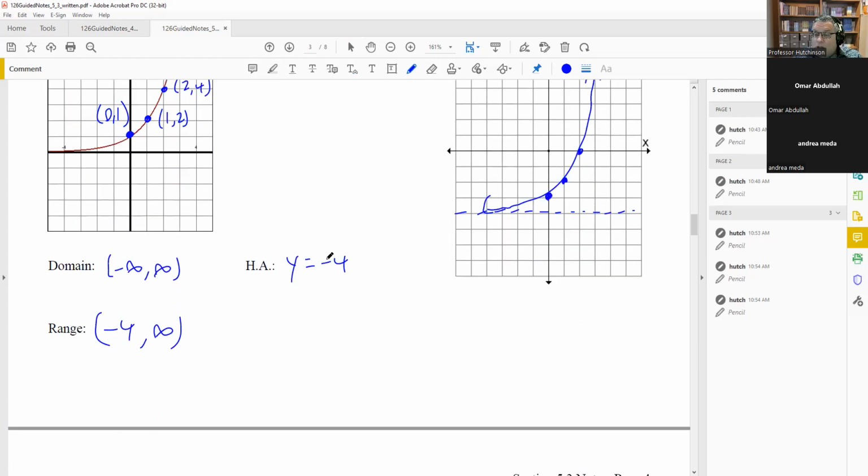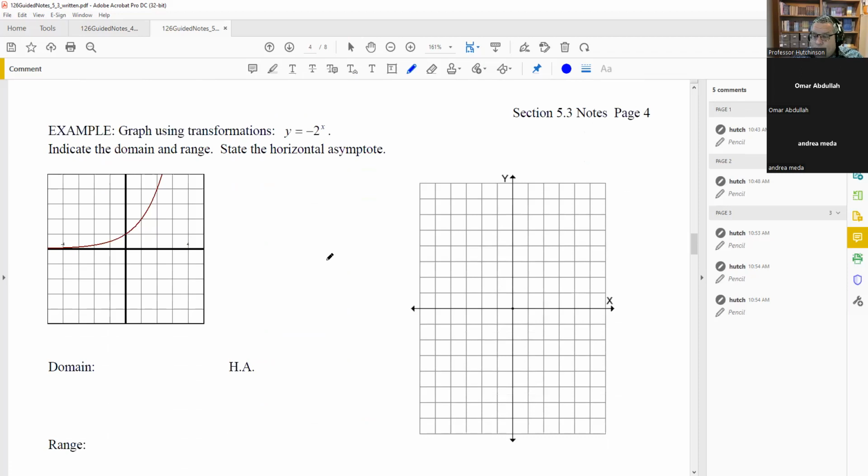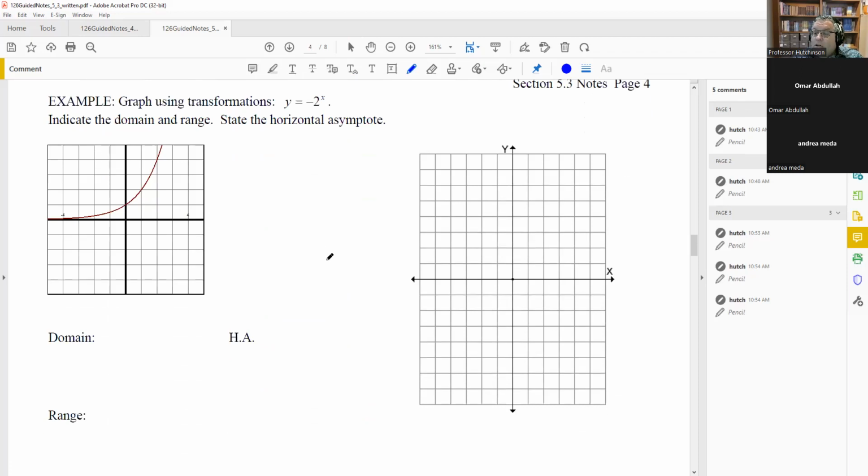So let's move on to the next one. Now we have a y equals -2 to the x graph. Again, here is my y equals 2 to the x graph. I've got (0, 1). I've got (1, 2). And if you want this third one, we can use that as well, (2, 4). These are all the special key points we have on this graph.